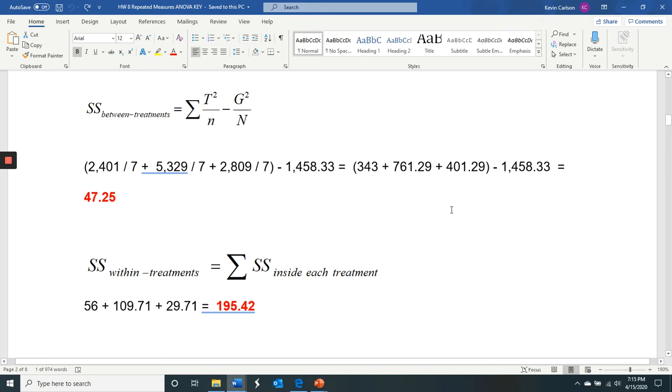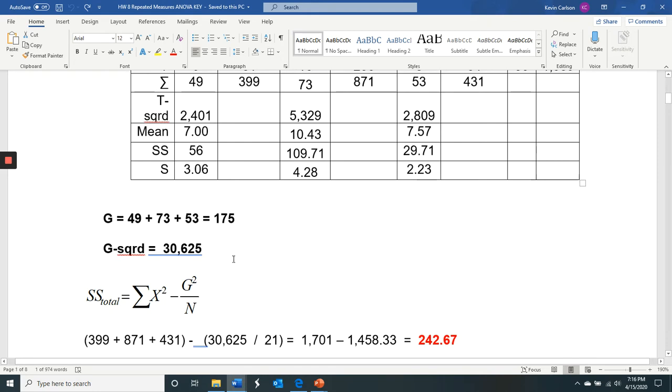For every condition, the new moon, half moon, full moon, we have to find the T squared, which we have in our worksheet, divided by small n. Small n is the number of measurements within the condition. There are 7 hospitals, so small n is always going to be 7 in this case. Then we take that minus G squared over capital N, which we already know, because we figured that out in the sum of squares total, right here.